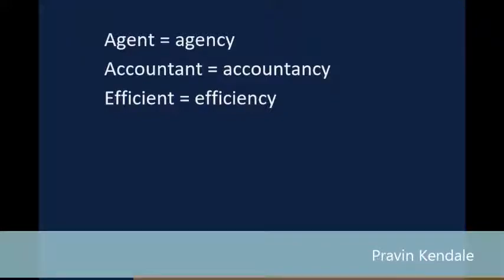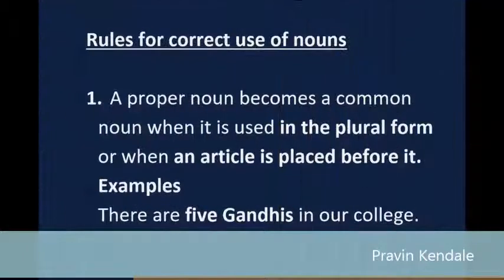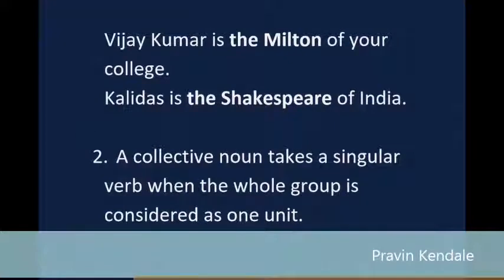Rules for correct use of nouns. 1. A proper noun becomes a common noun when it is used in the plural form or when an article is placed before it. Examples. There are 5 Gandhis in our college. Vijay Kumar is the Milton of your college. Kalidas is the Shakespeare of India.